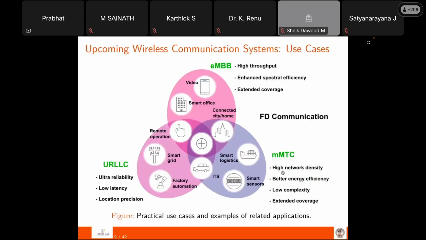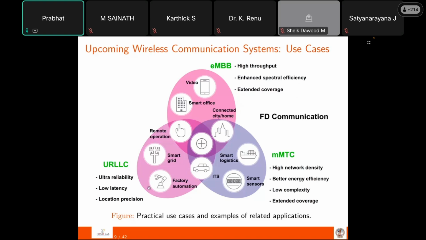So, in terms of applications, if we go and see the next generation or upcoming wireless communication systems in terms of use cases, we have heard a lot about ultra reliable low latency communication. Then we do have massive machine type communication, and we do have eMBB, right? So ultra reliability, low latency, and location precision. Then there are applications which demand high throughput, enhanced spectral efficiency, and extended coverage. We do have another vertical where better energy efficiency, low complexity, and extended coverage are needed.